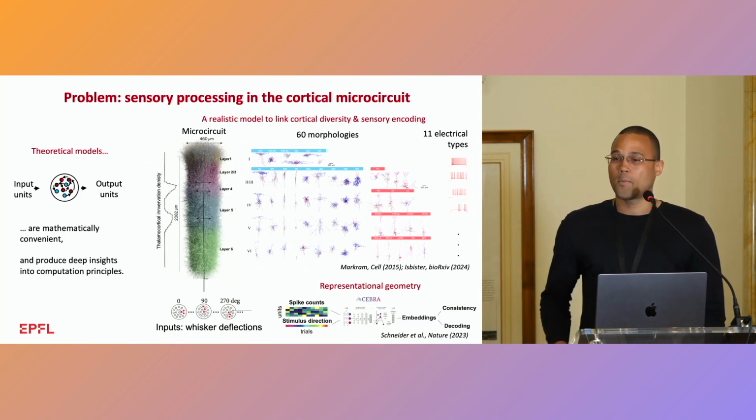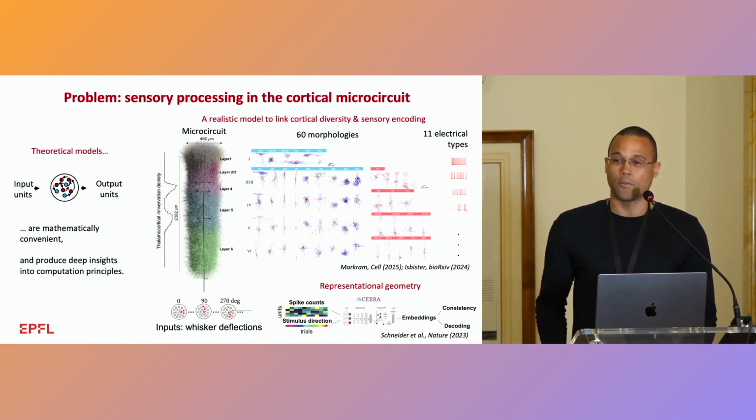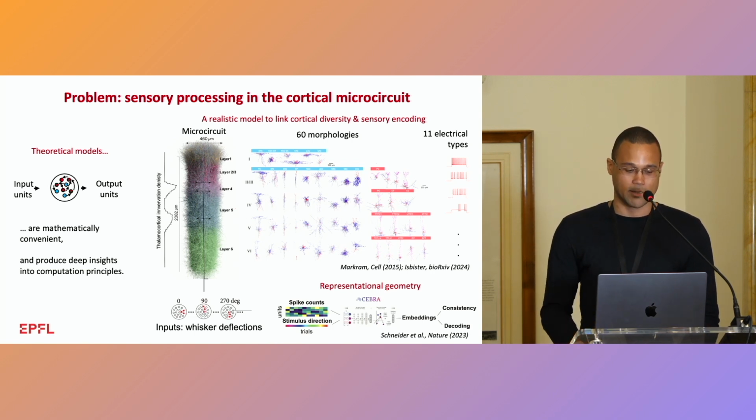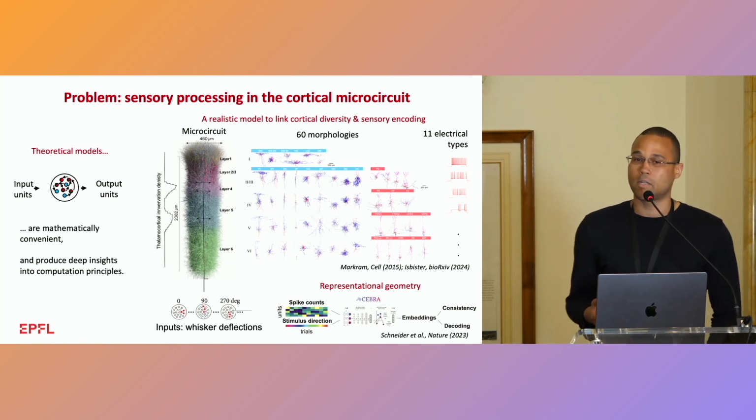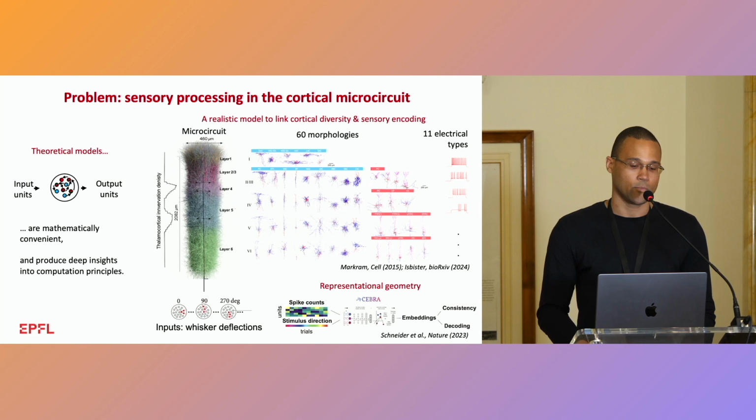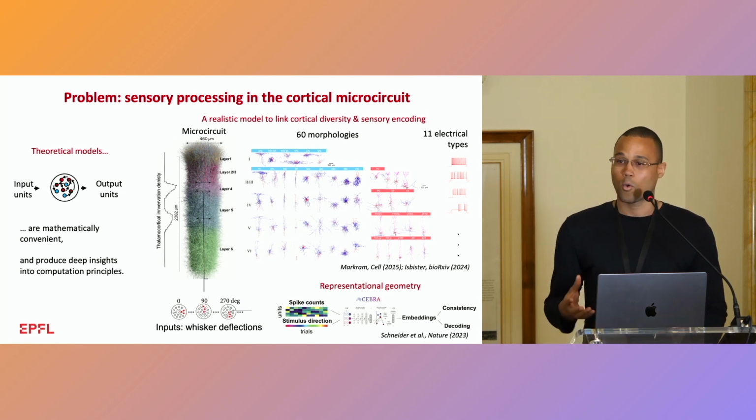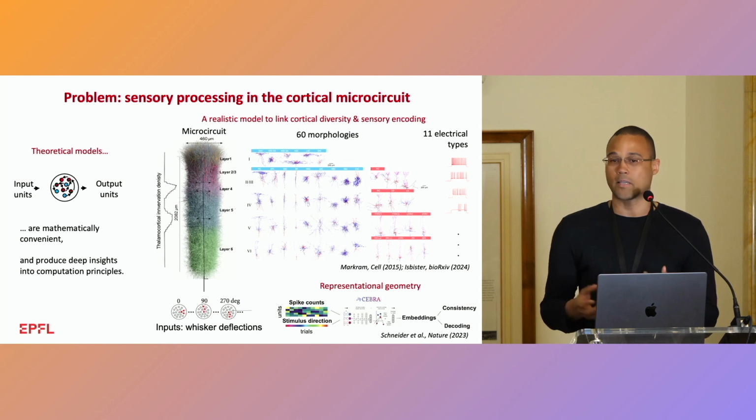So a central problem in neuroscience is understanding how the neocortical microcircuit processes stimuli for perceptual decision. Generally, theoretical models of cortical networks are mathematically convenient tools that have produced deep insight into computational principles. Yet, we argue that their lack of realism does not allow them to fully probe the role of the cortex's biological diversity in shaping sensory representation for perceptual decisions.